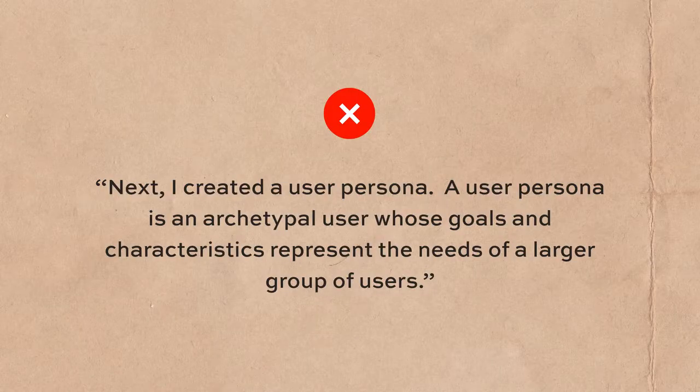In so many of the case studies I read from junior designers, they outline a very generic, idyllic UX process, just spurting definitions of different exercises. For example, something like, next, I created a user persona. A user persona is an archetypal user whose goals and characteristics represent the needs of a larger group of users. And then they include a snapshot of their user persona. This doesn't give any glimpse into how you actually got to where you did. Hiring managers and fellow designers already know what a persona is, and potential clients that might be looking at your case study don't care about its exact definition.